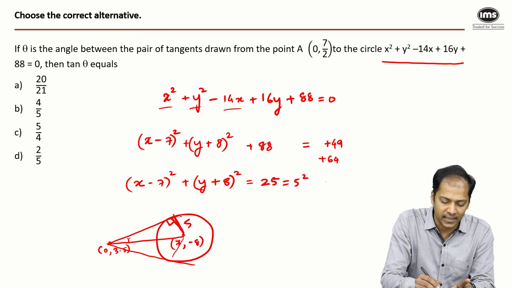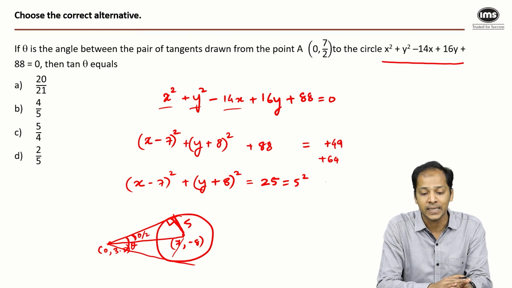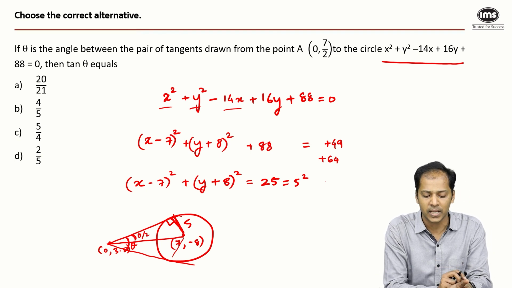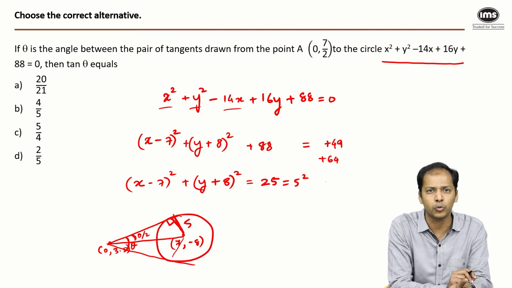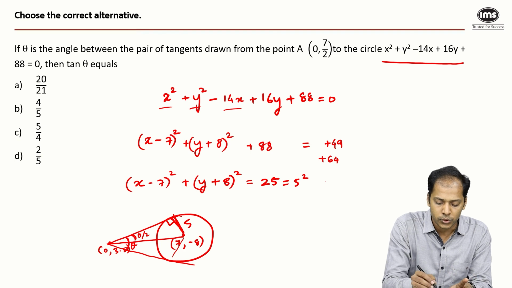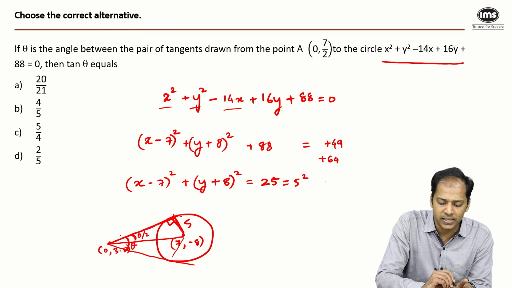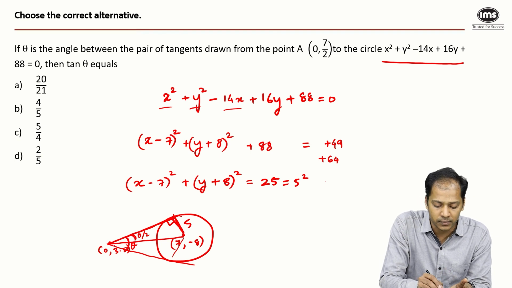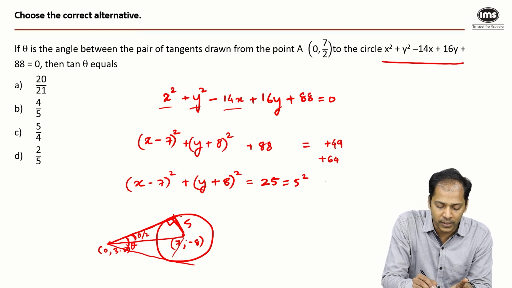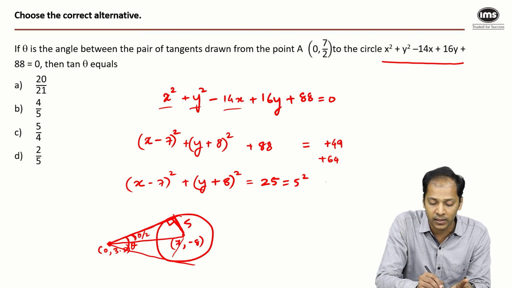And if this angle is theta, the small angle here that we've got is nothing but theta by 2, because it's completely symmetric. So what I will do is first find out tan of theta by 2, and using that I will try to find out tan of theta. Okay. So for tan of theta by 2, I already have the opposite side. Can I get the adjacent side? So I'll have to use the Pythagoras theorem. For that, (0, 3.5) and (7, minus 8). How much would be the distance between the external point A and the center of the circle?